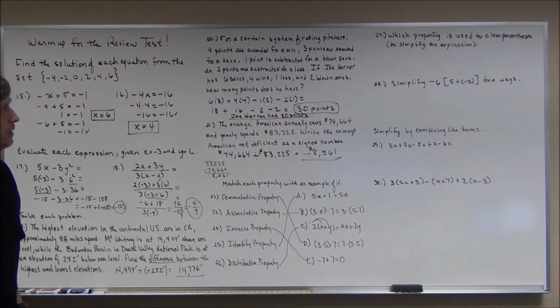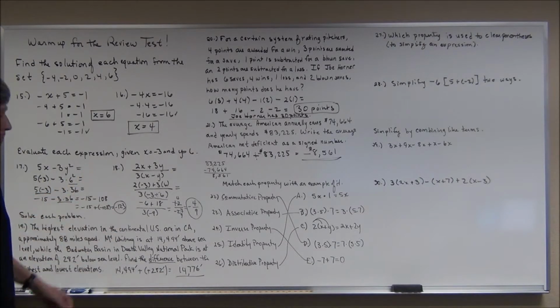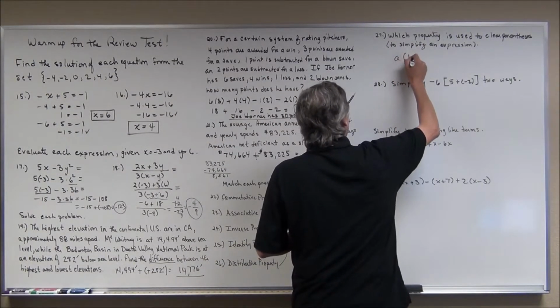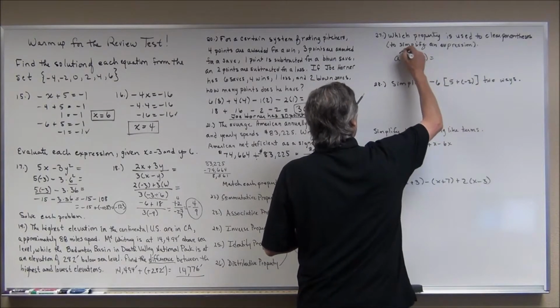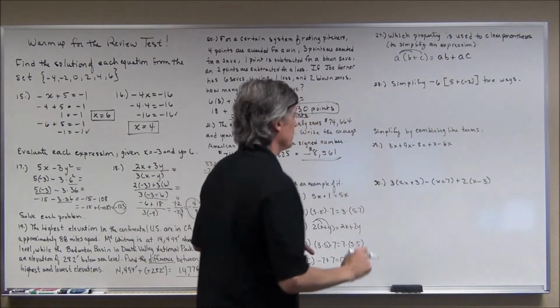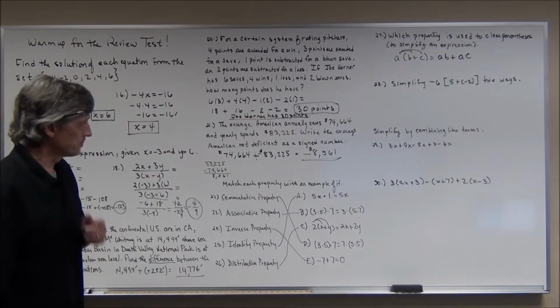It says which property is used to clear parentheses, to simplify. That's the distributive property. A times the quantity B plus C is equal to A times the B plus A times the C. You eliminate the parentheses and then hopefully you can simplify.